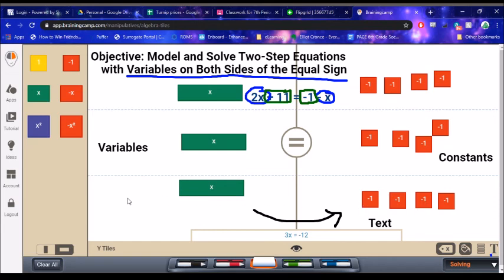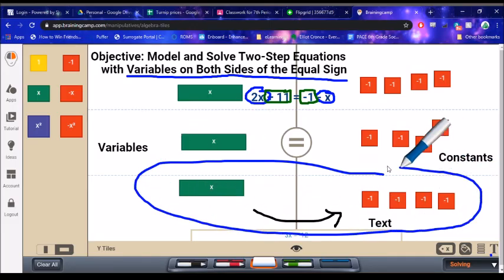Alright, and those 12 divided by 3 gave us, if we look at 1 row, that's what we want, is 1 row, because that's what it is after it's divided. 1x is equal to -4.